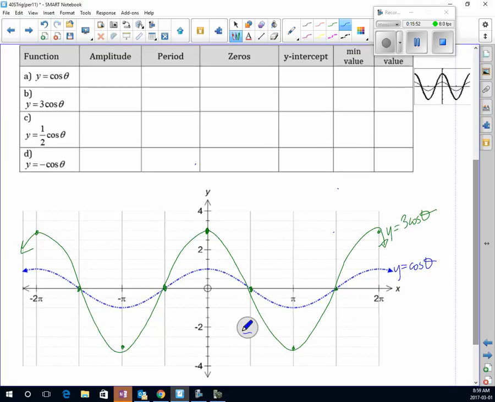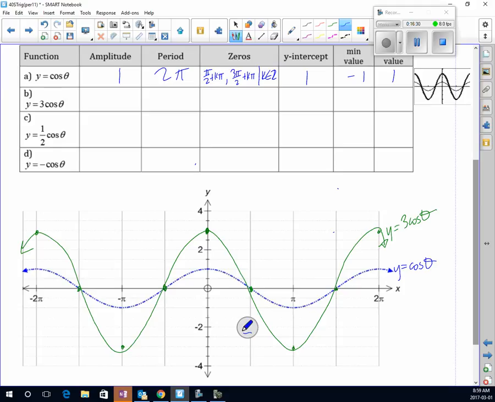Cos theta, the amplitude was 1, the period was 2 pi. The zeros were every, what were they? The odd intervals of pi over 2. So that would be pi over 2 plus k pi and 3 pi over 2 plus k pi, where k is an element of integers. My y-intercept was 1, my min was -1, and my max was +1.